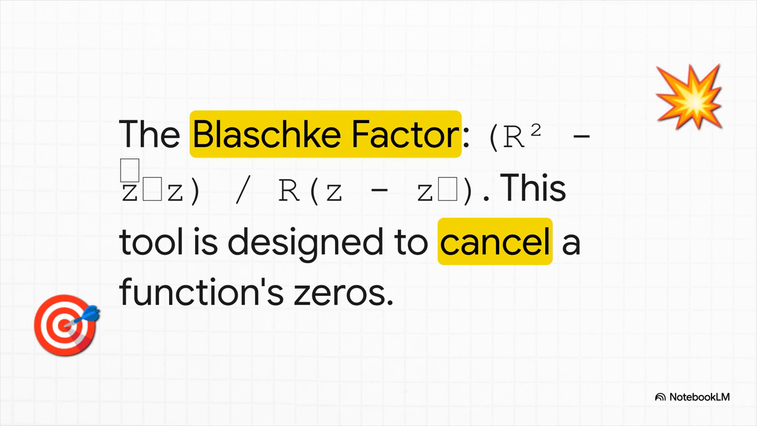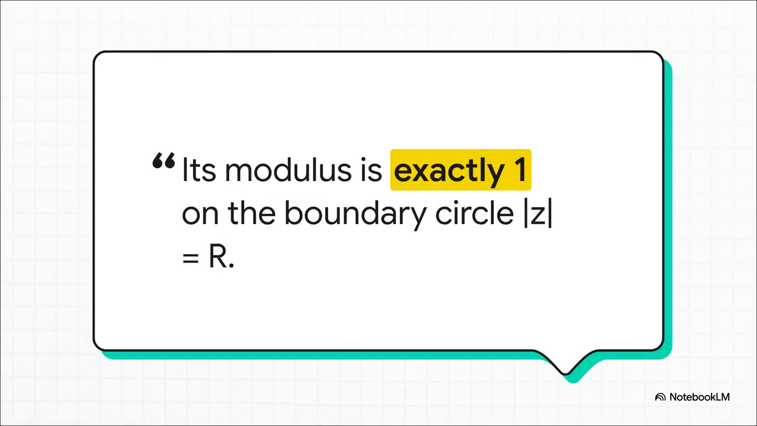It's like a mathematical zero-seeking missile. Now this property right here is the absolute key that unlocks this entire proof. It's the magic trick. While this factor is busy canceling out a zero on the inside, it has this incredible feature. On the boundary of the circle, its size, its absolute value, is exactly 1.